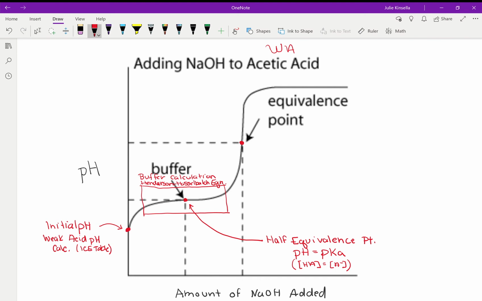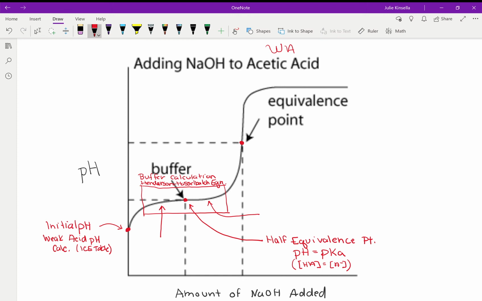So anytime we're between that initial pH and our equivalence point, we'll be using the Henderson-Hasselbalch equation. So it's just simply a buffer calculation. But again, one really important point is knowing that halfway to the equivalence point, the pH is equal to the pKa. I also think it's useful to have an idea of what's going on before the half equivalence point, and then what's going on in regards to the concentrations between the half equivalence point and the equivalence point.